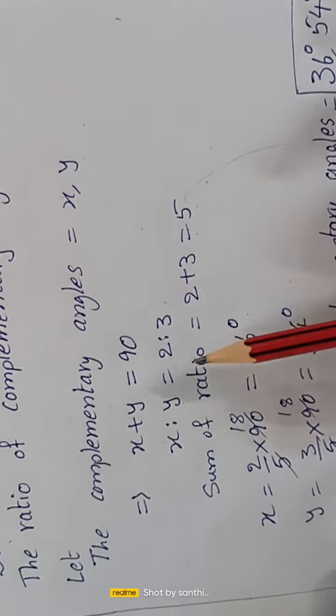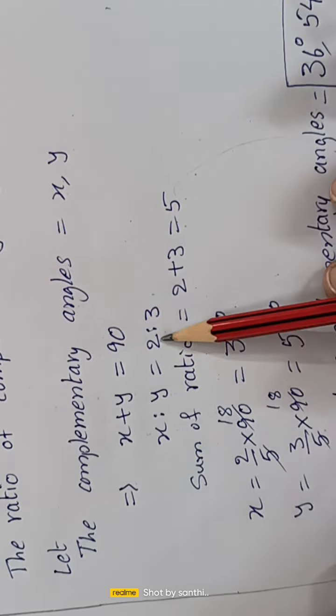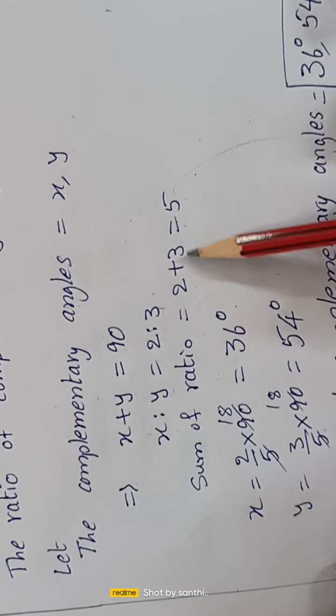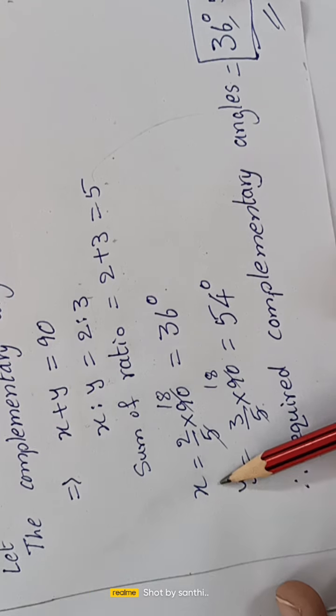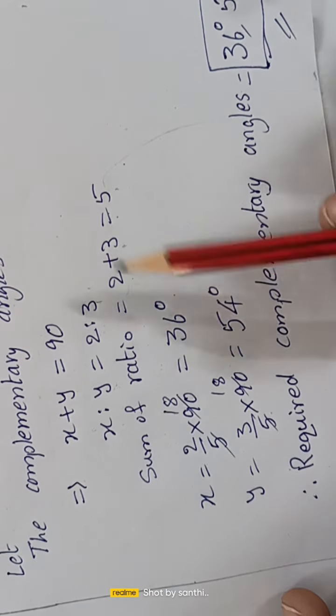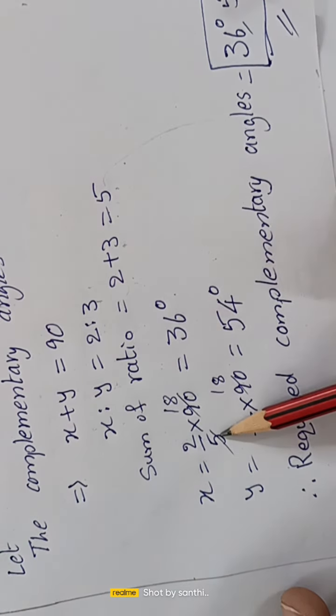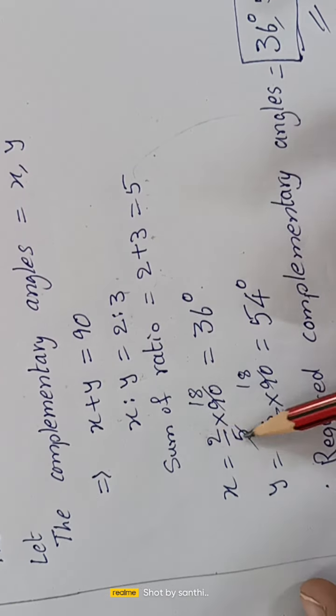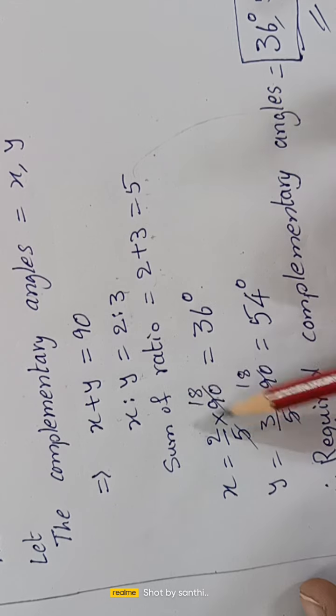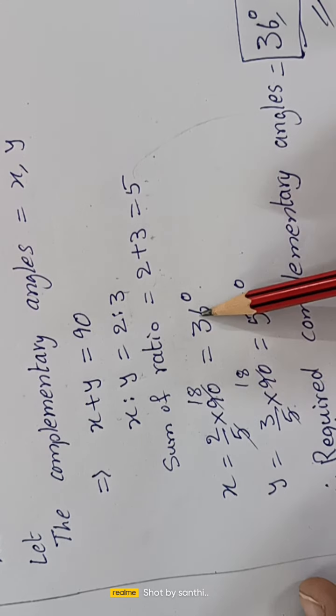Sum of ratio means total parts. For x 2 parts, for y 3 parts. Then what are the total parts? 2 plus 3, 5. Now we will find individually x. X has 2 parts out of 5 parts. Then 2 by 5 is the fraction, out of which value there is some 90. 2 by 5 of 90 gives with 5 18 times, 2 into 18, 36.